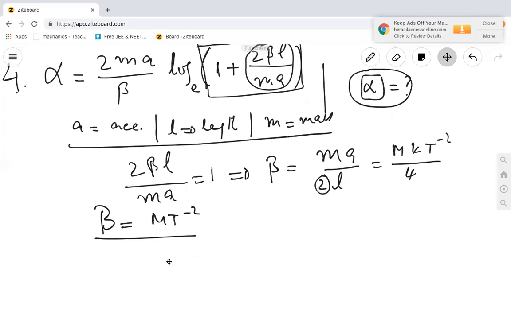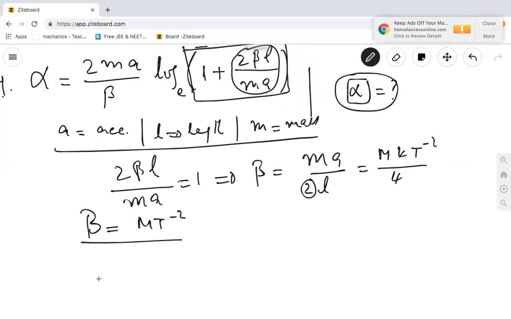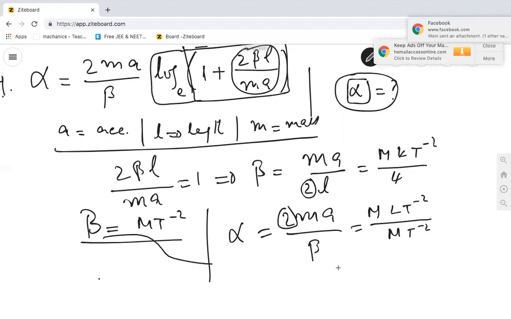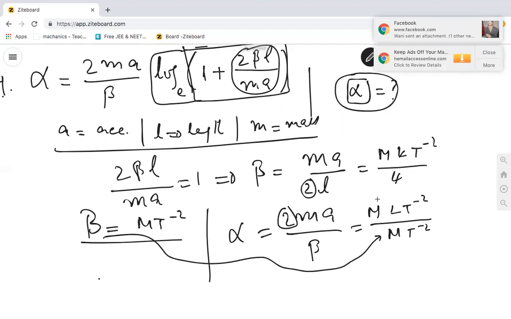Alpha is equal to MA by beta. Okay, have a look here. Alpha is equal to 2MA by beta, because the log of everything is dimensionless. 2 is dimensionless, so we don't write anything for 2. Maybe we write 1. That's M, L is LT minus 2 acceleration. Beta is M T minus 2. We write for beta here. And this gets cancelled. This gets cancelled. L only.